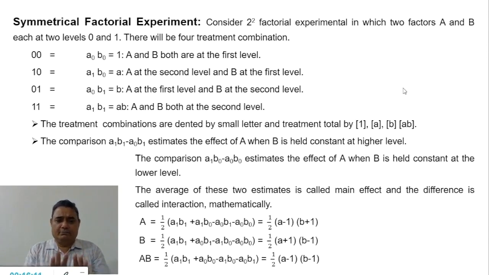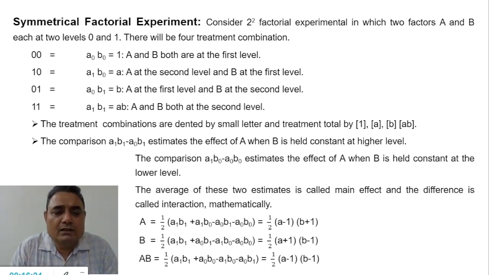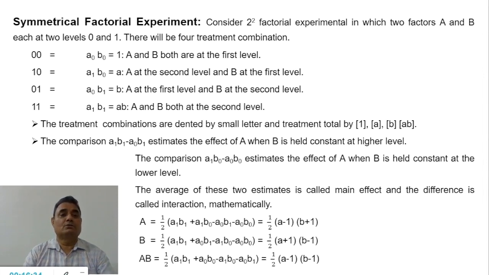Now I briefly introduce two factor and three factor experiments, in which symmetrical and asymmetrical experiments, how you will estimate the effects and how you compare the various effects with each other, levels of a factor with each other. So, symmetrical factorial experiment, the simplest one is the 2 raised to power 2 factorial experiment. I mean to say there are two factors each at two levels.